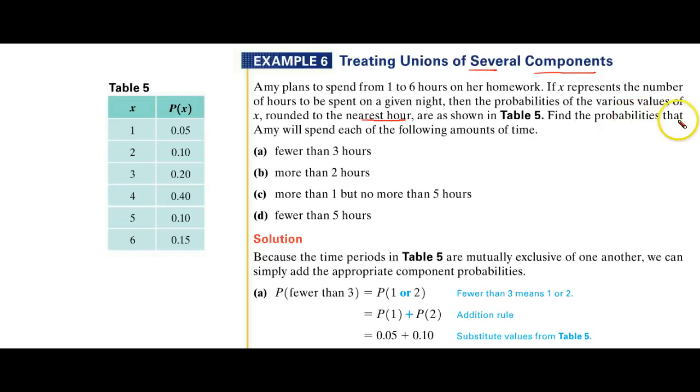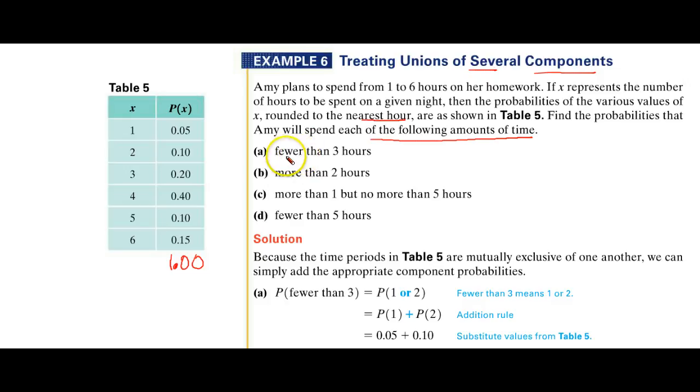Find the probabilities that Amy will spend each of the following amounts of time. Now, if we were to add up all these decimals, this adds up to 1.00, which is 1, which is the whole of what she will spend. So, again, these are probabilities.